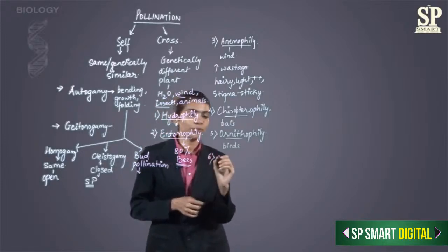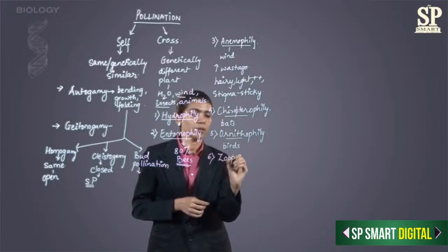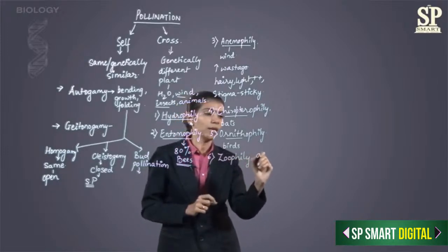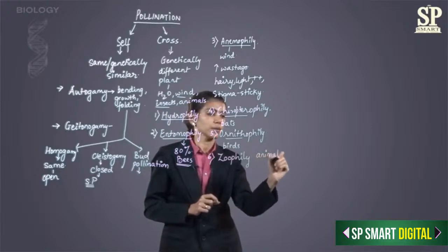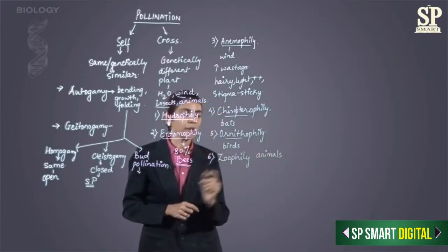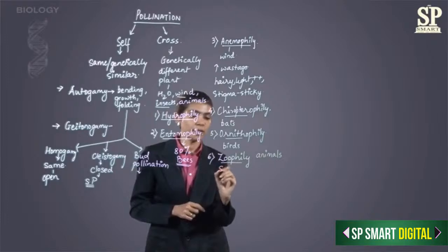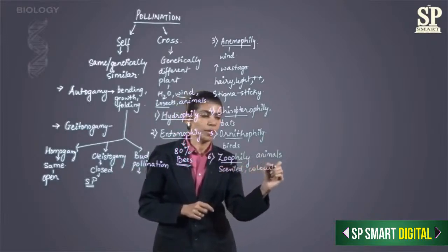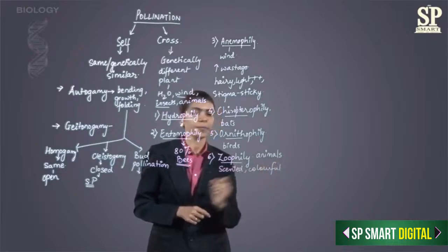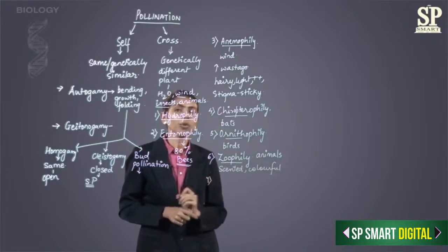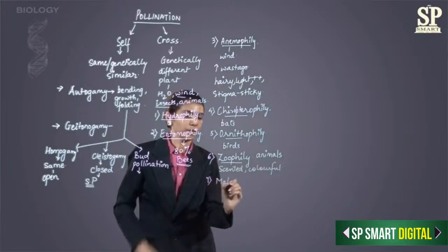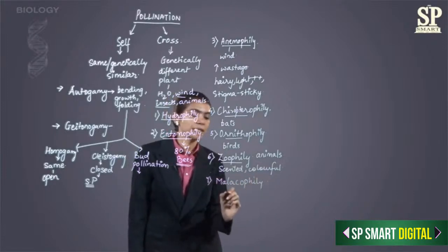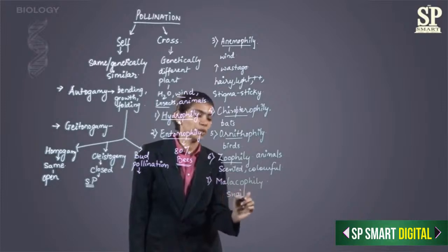One important type of pollination is zoophily. Zoophily is when the agents of pollination are animals. Here, the flowers are again scented, colorful, attractive looking. And the last type of pollination is malacophily. In malacophily, it is the snail which is the agent of pollination.